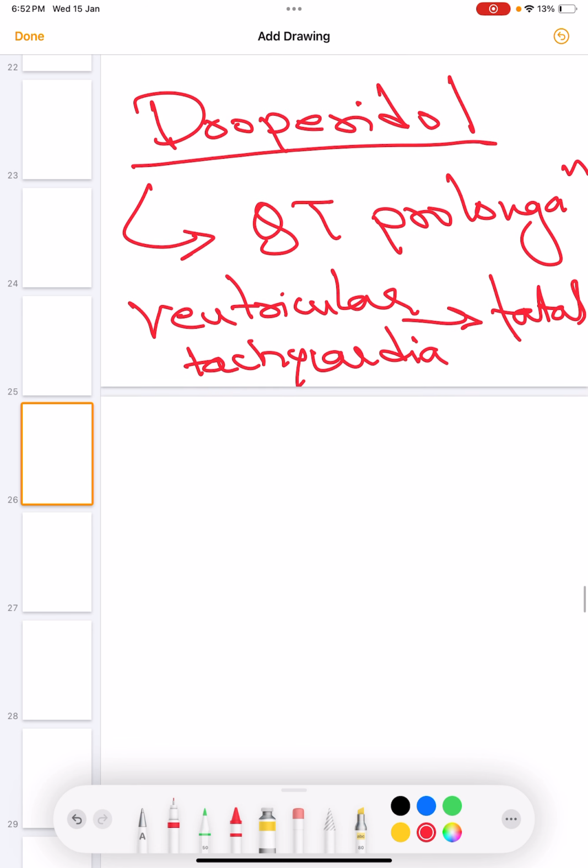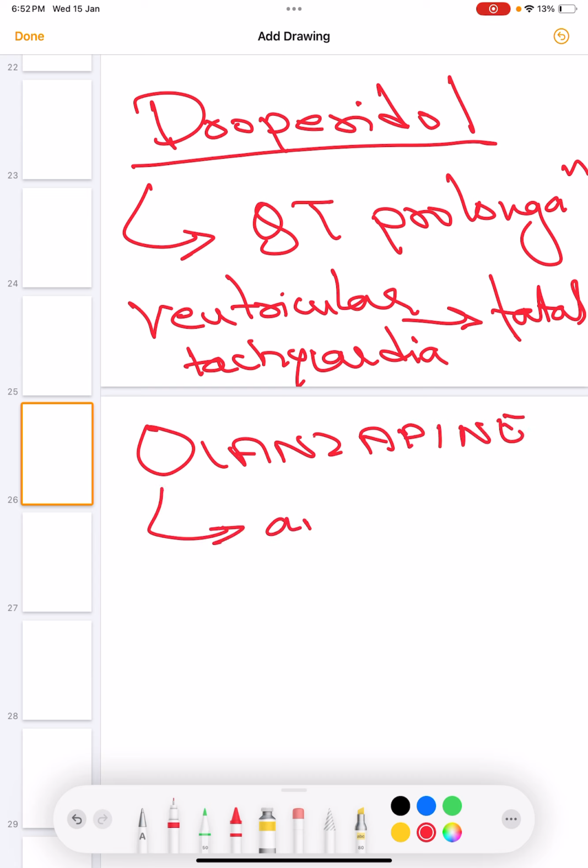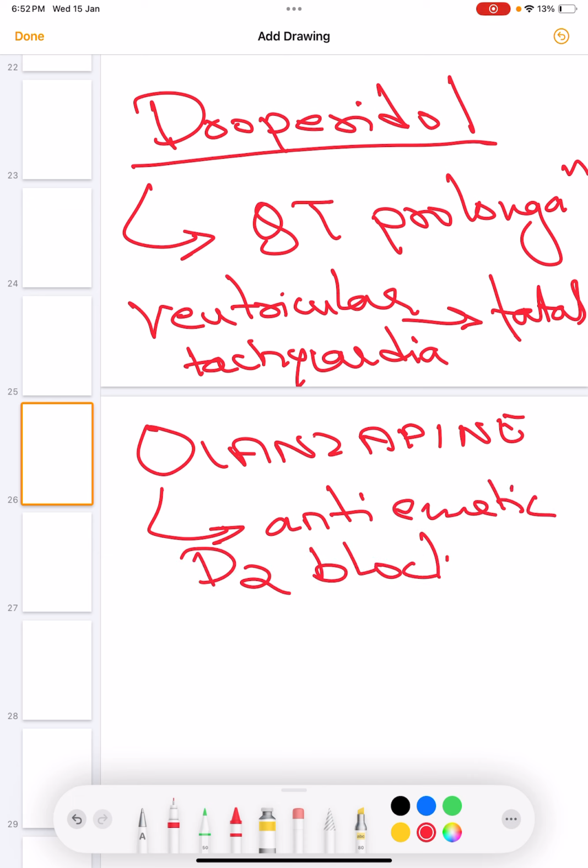Another drug which can be used is olanzapine, and it has antiemetic properties due to D2 blockade and 5-HT3 blockade.